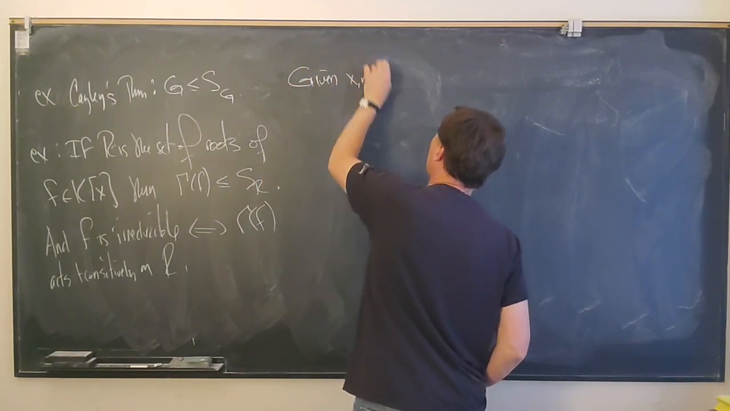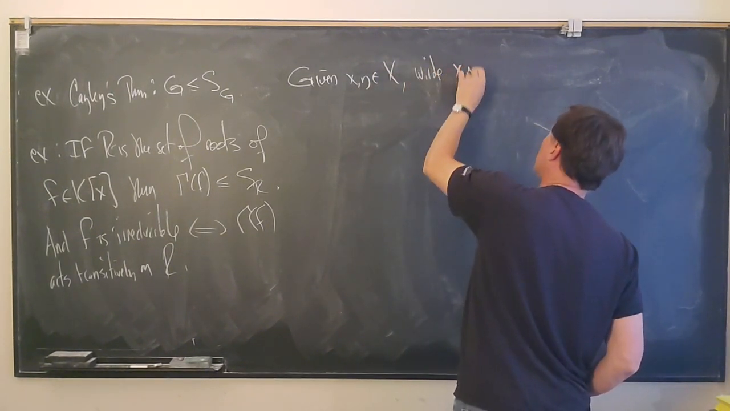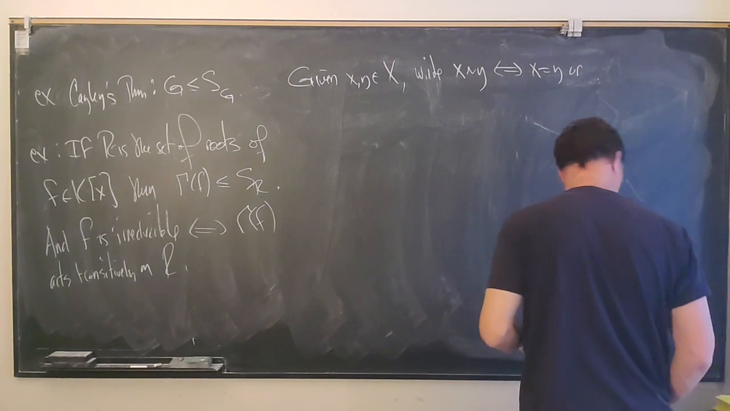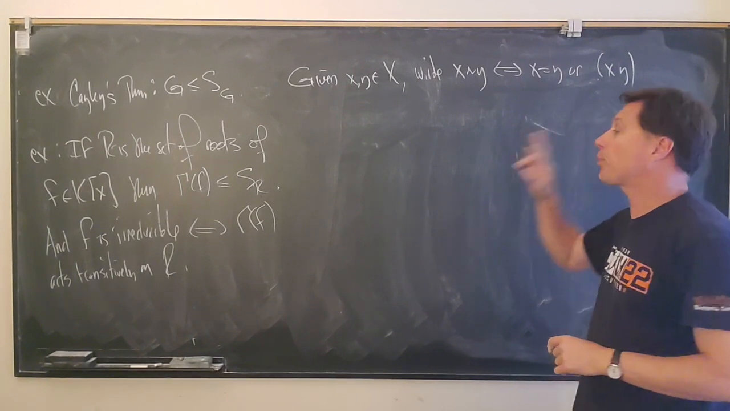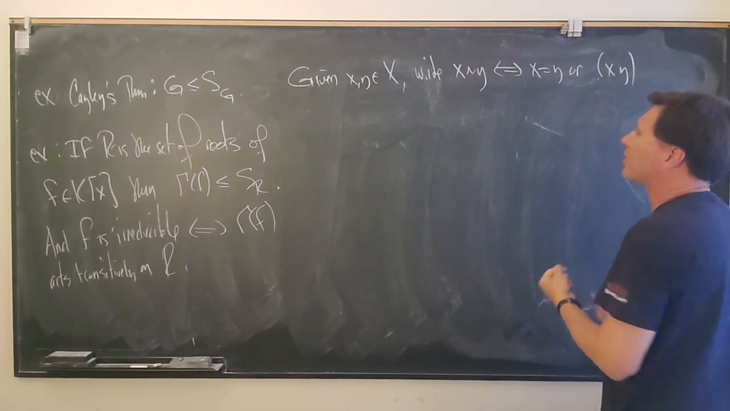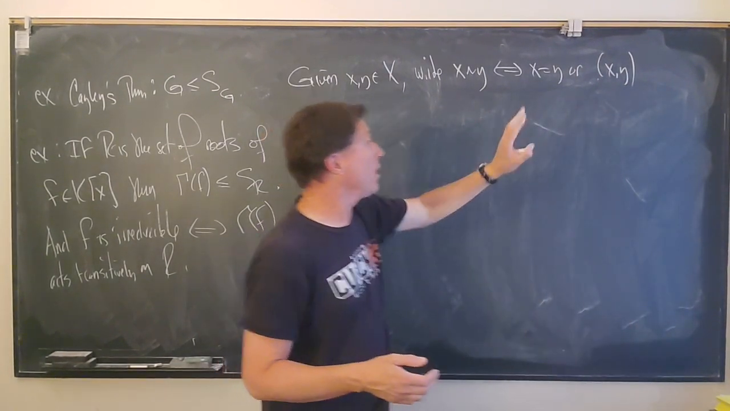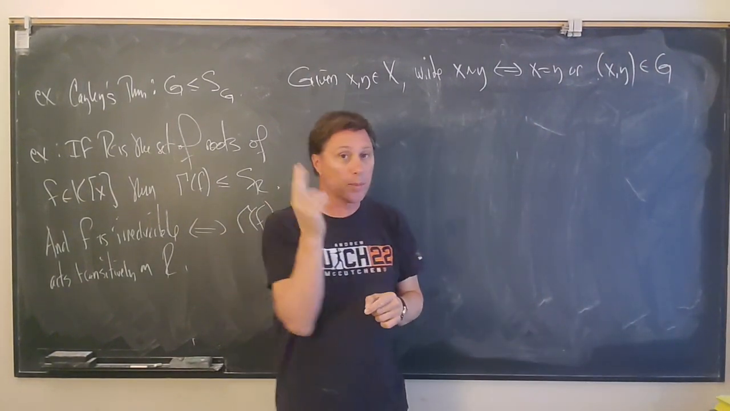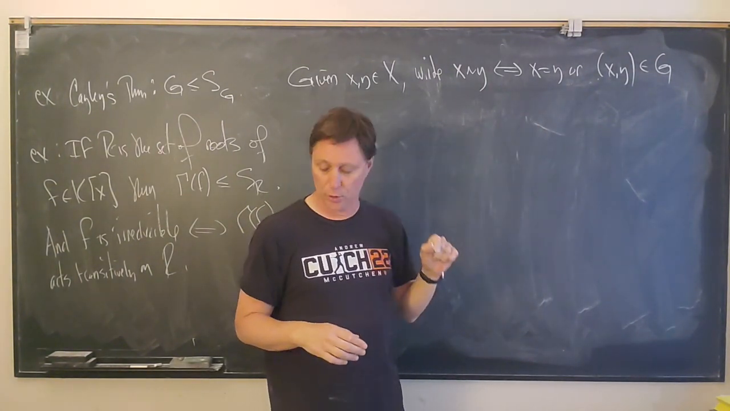Okay, so now given x and y in X, let's write x tilde y if and only if x equals y, or the transposition xy, that is the permutation of capital X that interchanges x and y, lives in capital G. I don't want to confuse this with ordered pairs, so I typically write a little comma in there. So if the permutation of capital X that interchanges x and y and leaves everybody else fixed lives in capital G.